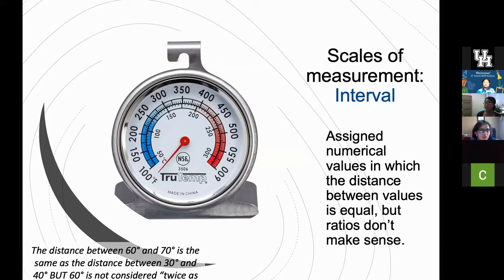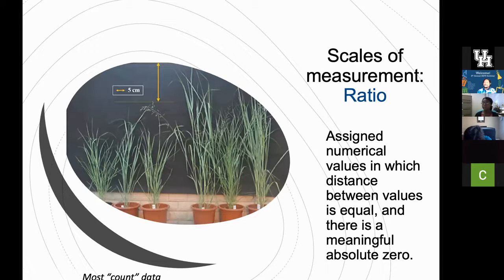So then we move to interval, of which temperature is a common one. The distance between each value is equal, but ratios won't make sense with these numbers. You don't get twice as burned if the oven is 350 degrees as you would from 175. That's not how that works. And then finally, ratio, which is probably one of the more common because there's a true zero. So any count data, height data, anything like that is going to end up being ratio. So that's what you can do.